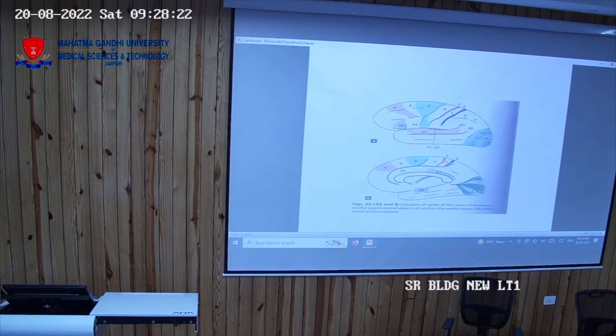Now try to understand what is the dominant hemisphere. Generally, in a right-handed person, the left temporal lobe is dominant. Similarly, in a left-handed person, the right side of the temporal lobe is dominant. And this dominance is developed after the first decade.